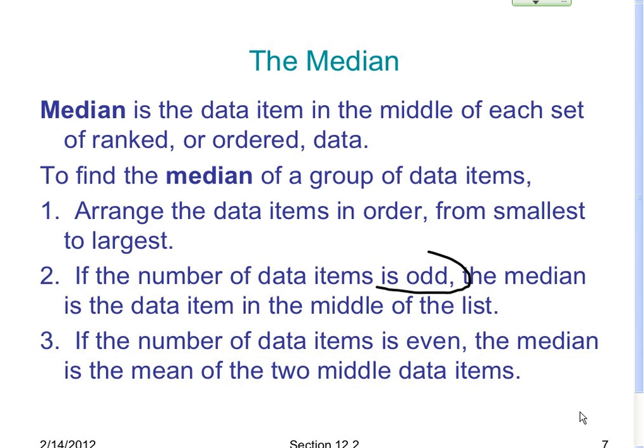If there's an odd number of numbers, there actually is a middle number. So let's suppose I have the numbers 1, 5, and 36. I've got three numbers. The middle number would be 5. Not a problem.